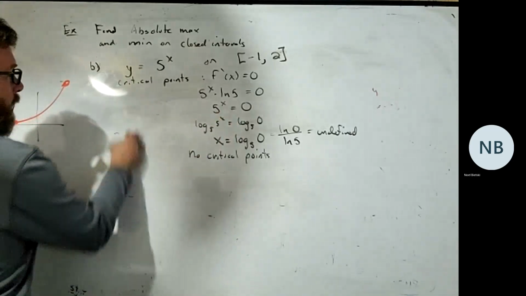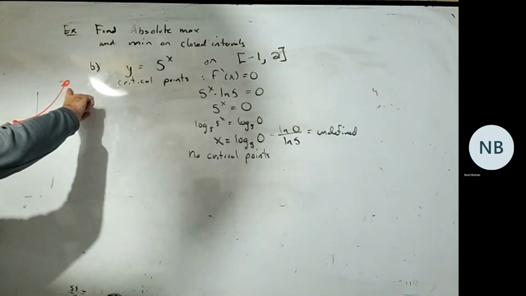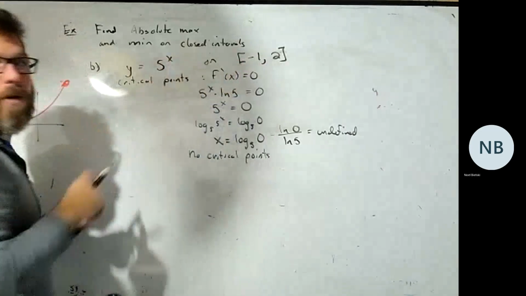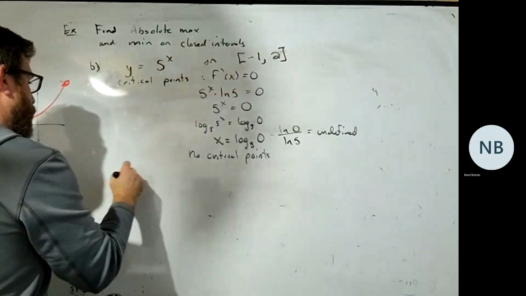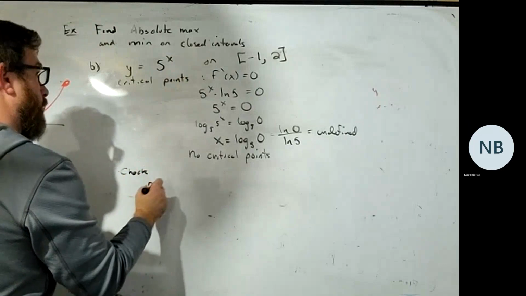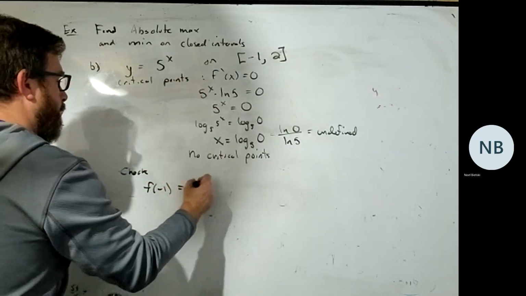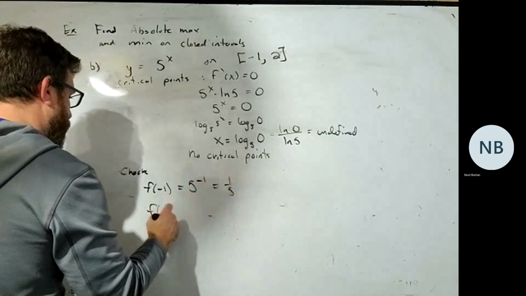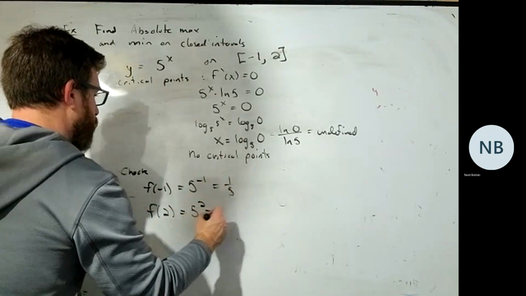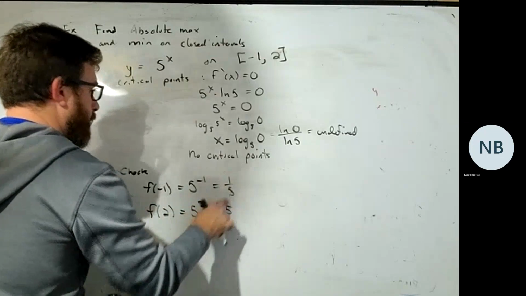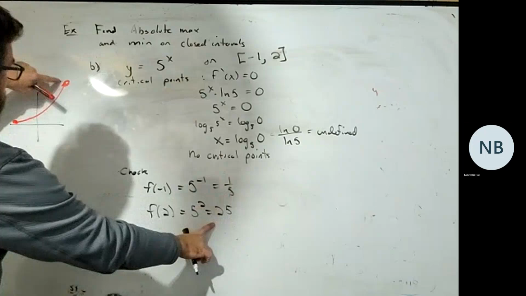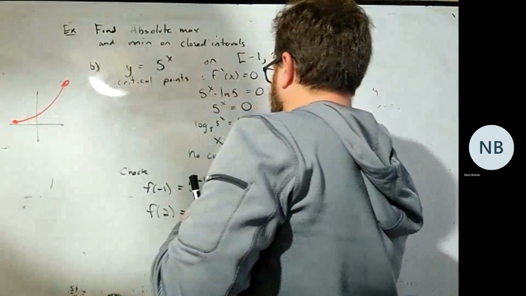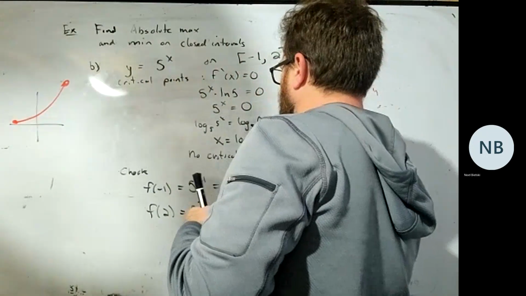So its absolute max and absolute min are only going to happen at the endpoints. Since it's got no critical points, I just plug these into the function and figure out which one's smaller and which one's bigger. So now we check, what is f of -1? Well, this is 5 to the -1, which is a fifth. And then we have f of 2, so this is 5 squared, which is equal to 25. So you can see that a fifth is going to be your smallest one, and 25 is going to be your largest one. So this is your absolute min here, and this one will be your absolute max.